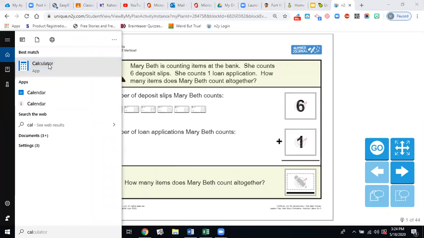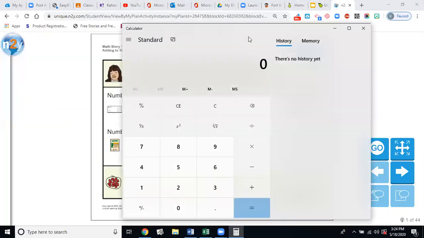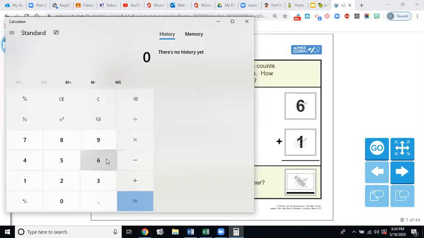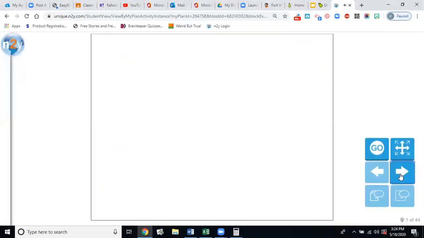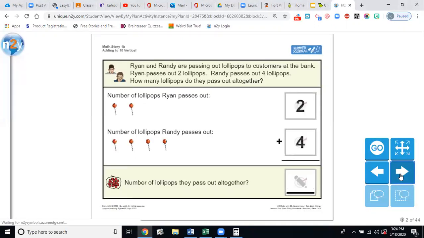Get our calculator. And you don't have to use a calculator. You can use your fingers or you can use blocks or whatever you have handy. 6 plus 1 equals 7. So 7 is the answer that we will put right there. Let's go on to the next story problem.